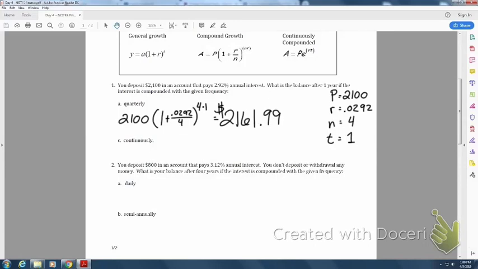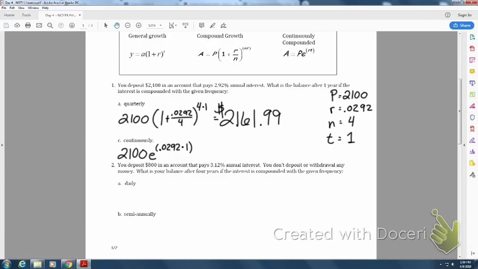So because this is continuously, we're going to use the A equals P e to the r t formula. I'm still going to use the initial amount, the rate, and the time. It's just now I don't have to use the 4 for n because there won't be an n. So my initial is 2,100. I'm going to multiply that by e to the power of the rate times the time, which is just 1 year.